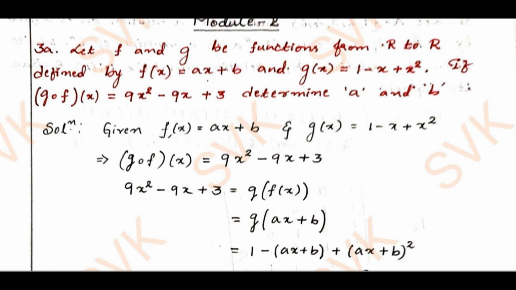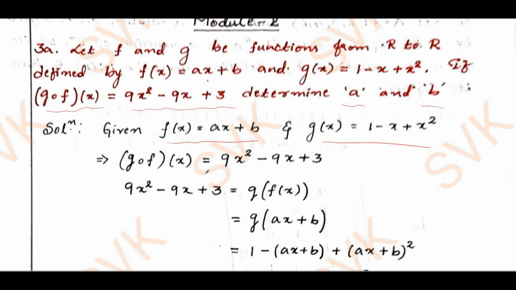Let us write down what is given in the question. The given function f of x is defined as ax plus b, and they have also provided g of x as 1 minus x plus x square. What we need to find is the values of a and b. We are given g composition f of x is equal to 9x square minus 9x plus 3, so I have considered that definition.